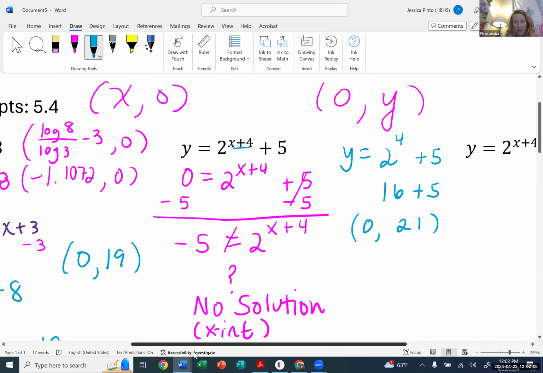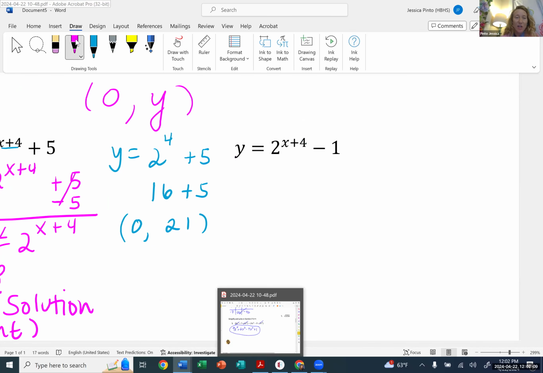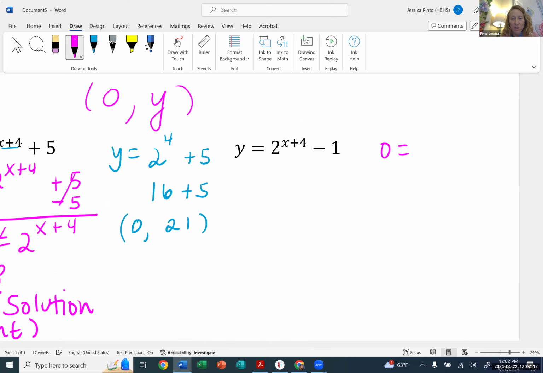Finally, here's another one. This one is fun with the base 2. So when I've got 0 is equal to 2 to the x plus 4 minus 1, whenever we have a minus here, provided that there's no minus there, we'll get a solution because it's shifted down below the x-axis, which you'll see next unit. That's going to give me 1 is equal to 2 to the x plus 4. And here, instead of using logs, I'm going to use the common base.